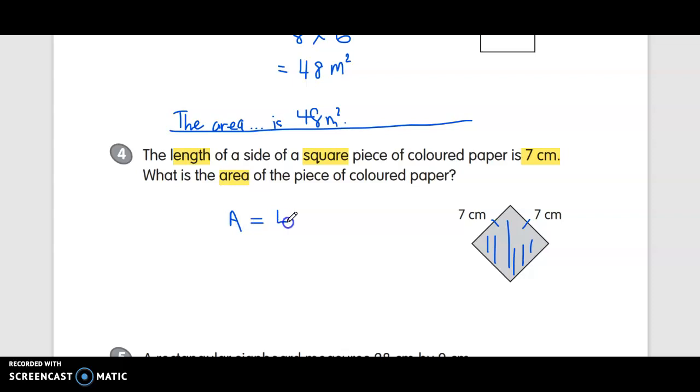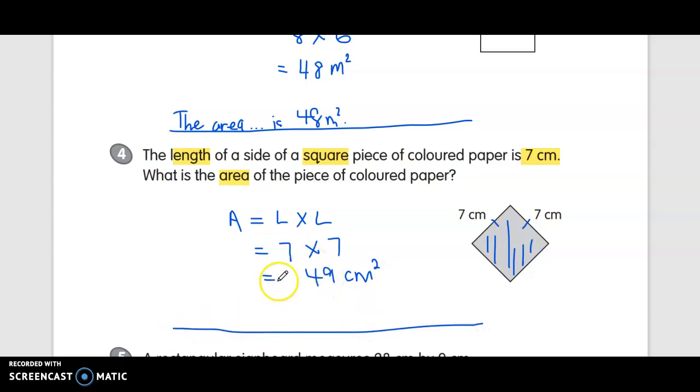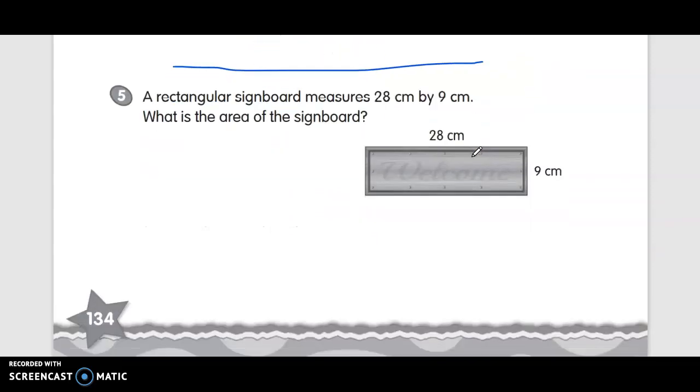Okay, so same thing. Area equals length, in this case times length, because square has the same length. So 7 times 7, you would have known from the previous question, right? Also same, 7 times 7. And the answer is 49. What is the unit? cm square. So same thing, I want you to draw a line and write your statement yourself. The area of the piece of colored paper is 49 cm square. Okay, write neatly. Let's go to question 5, the last question of your homework page.